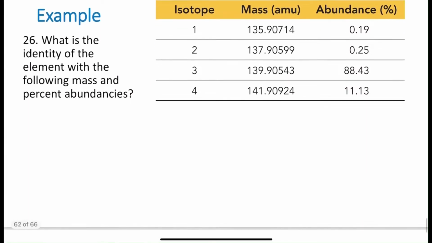What if I'm given information like this? What's the identity of the element with the following mass and percent abundances? Well, remember when you're given percent abundances, you do need to put these into fractional form, which means that this really equals 0.0019, 0.0025, 0.8843, 0.1113. If you're unsure on how to go to fractional, take that number and divide it by 100.